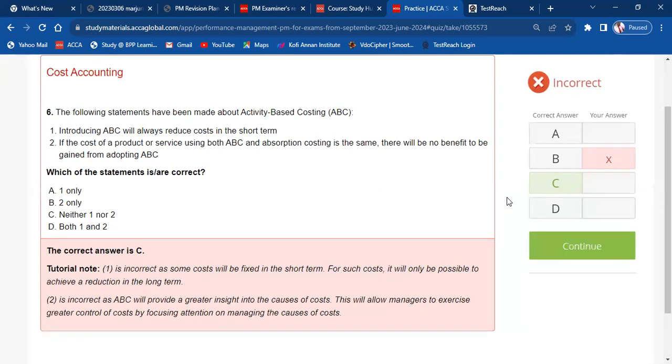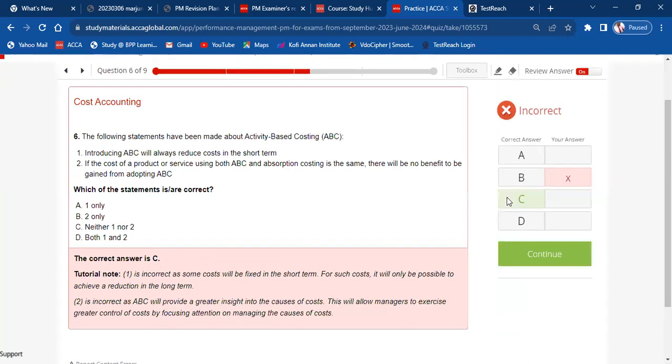Let me understand this again. If the cost of a product or service using both ABC and absorption costing is the same, there will be no benefit to be gained from adopting ABC. And my argument was that yes, because you get the same results. Okay, the book is thinking differently. It's thinking beyond what I've just thought about. Let me explain. I agree with the book.